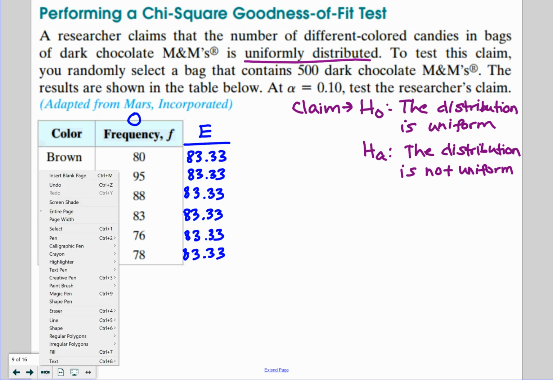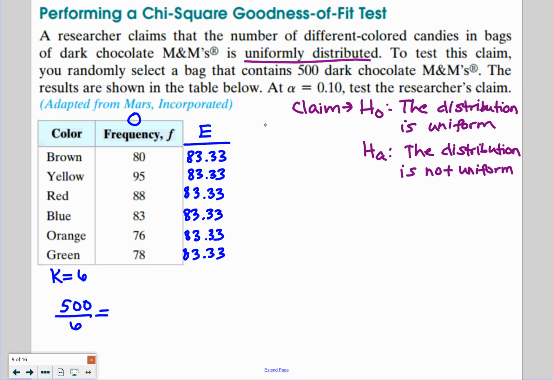Okay, the next thing that you need is you need to do the following calculation: O minus E squared over E. Okay, and this is going to give us our test statistic, the number that we're going to eventually figure out if it's in the rejection region or not. And so you guys are going to do it for each color, and you need your calculators for this. So for brown, I would do 80 minus 83.33. That would be my numerator and square it. Then divide by 83.33. And you should get 0.133. Okay, and then you're just going to do it 5 more times for each color.